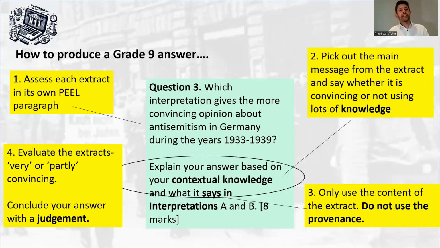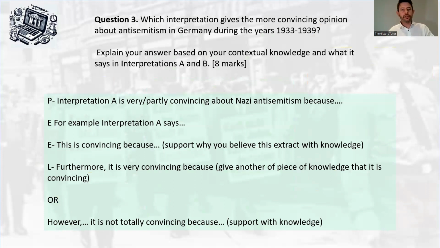So, as I said, each one needs a PEEL paragraph. Pick out the main message from the extract. Okay, so obviously the first one is that people were anti-Semitic before Hitler. Hitler made it worse. Okay, is that convincing? Explain with your knowledge. Only use the content, do not use the provenance, and evaluate. Try and say very or partly convincing. So your paragraph structure backs that up. If you said very convincing, I want to see a PEEL paragraph at the end that says furthermore it's convincing with an extra strength. If you said partly convincing, I want to see a however at the end with a negative idea. So you've got a good and a bad answer. Okay, so here's how it might look.